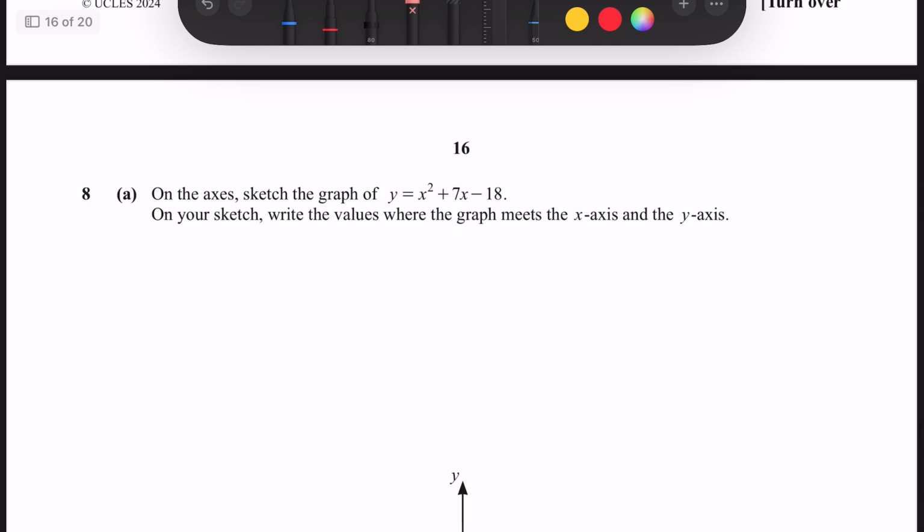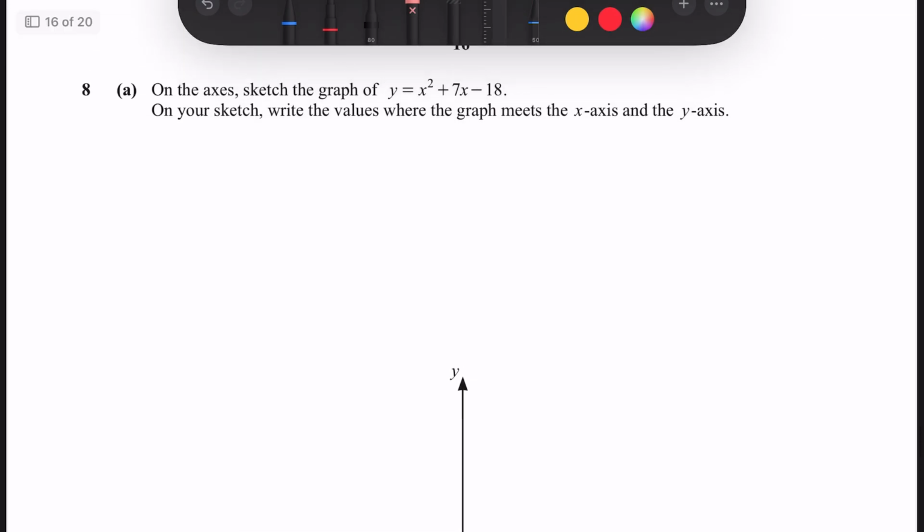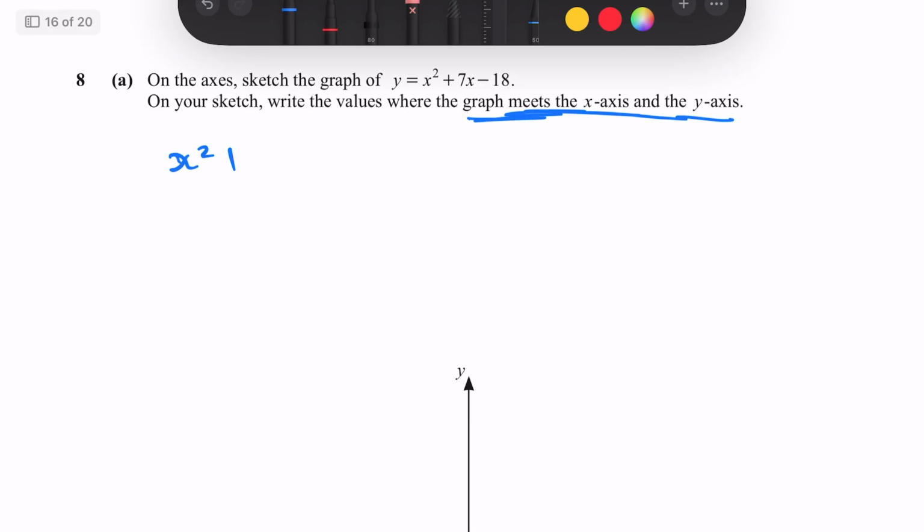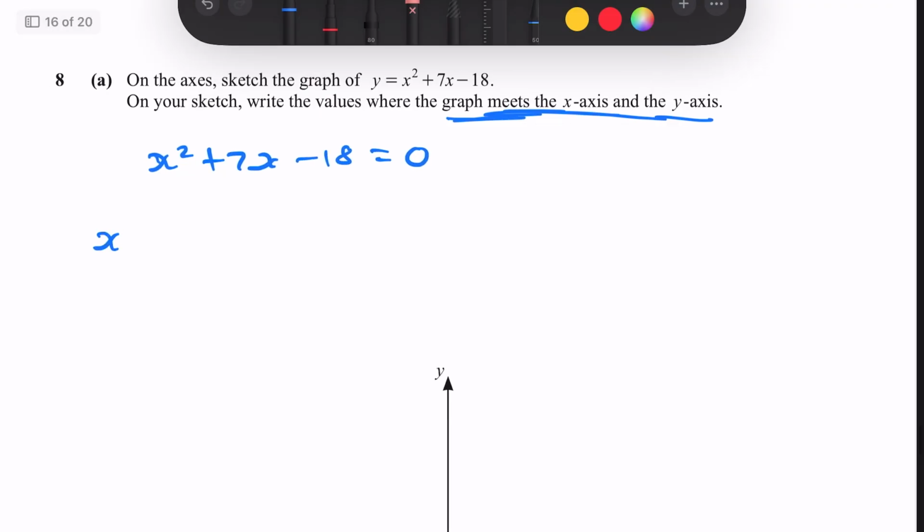Now 8a says on the axes, sketch the graph of y is equal to x squared plus 7x minus 18. On a sketch, write the values where the graph meets the x-axis and the y-axis. So let's first find the coordinate points, i.e. the points where the graph would meet the x-axis and the y-axis, the roots and the y-intercept. So when x squared plus 7x minus 18 is equal to 0, this is ax squared plus bx plus c equal to 0, where c is equal to negative 18, b is equal to 7, and a is equal to 1.